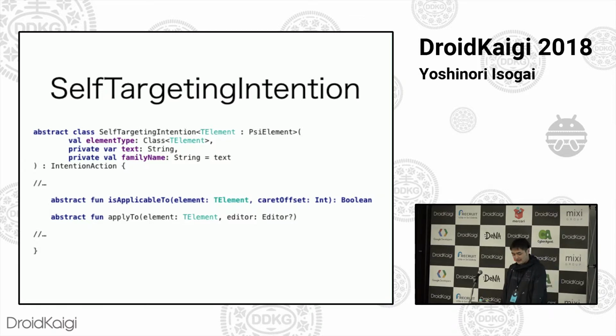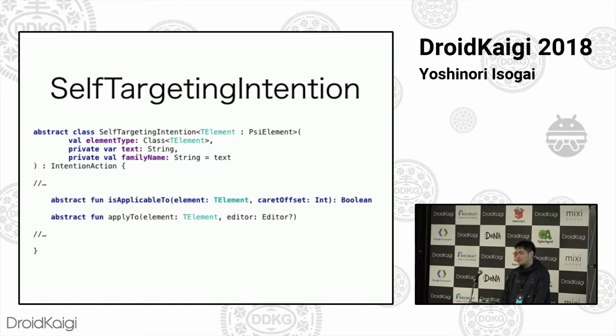SelfTargetingIntention is an abstract class that needs a target element type, text, and family name as a primary constructor. The text is used for displaying the intention action, and the family name is used for settings. This class requires you to implement two methods. One is isApplicableTo. The other is applyTo method.